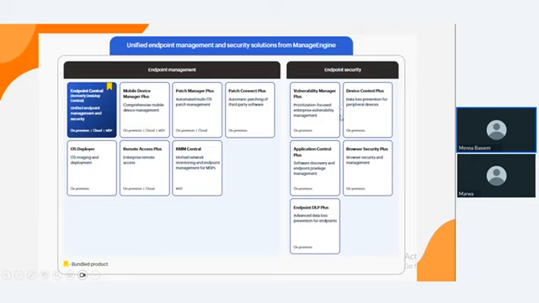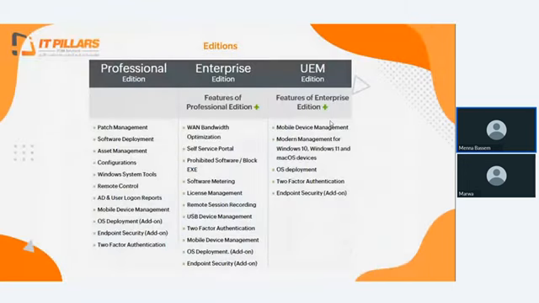But this was before. Before, we had 3 editions: Professional, Enterprise, and UEM. In Professional, we have the basic features like patch management, software deployment, asset management, many configurations, Windows system tools, remote control, and so on. Enterprise has all the features in Professional, plus new features, and UEM includes all the features in Professional and Enterprise.